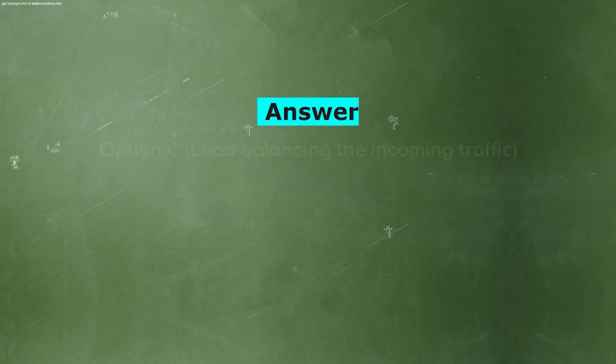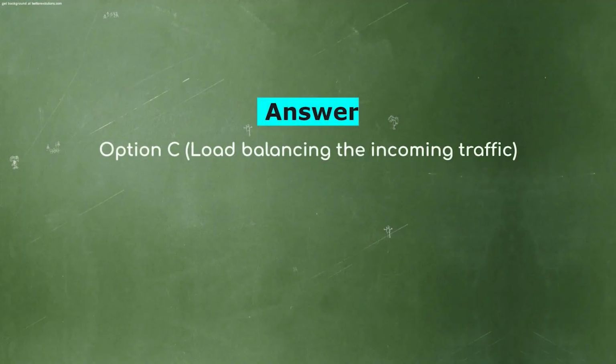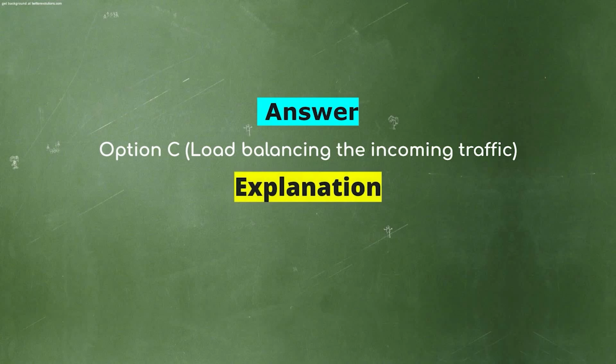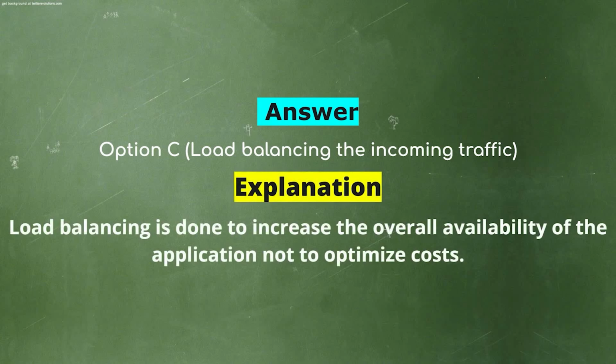And the correct answer is option C. Load balancing the incoming traffic. Explanation. Load balancing is done to increase the overall availability of the application, not to optimize cost.